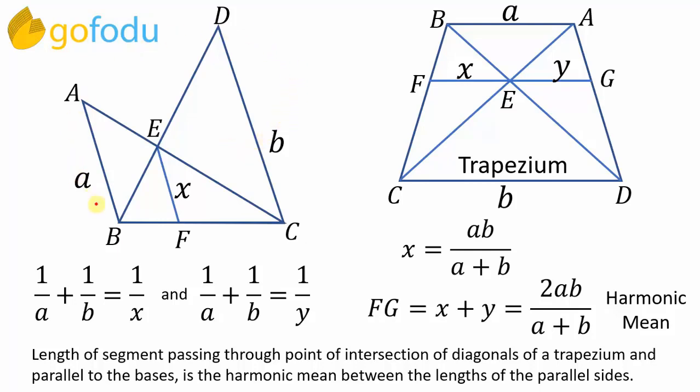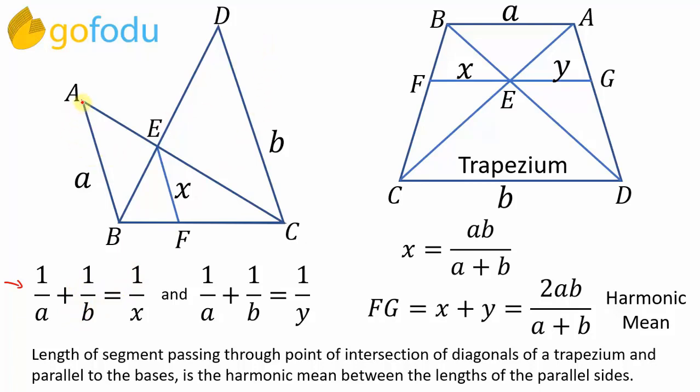In figures like these, where there are three parallel lines, AB is parallel to EF is parallel to DC, and the lengths of AB and DC are given to us and the length of EF is asked. So the middle length could be calculated using this formula: 1 upon x is equal to 1 upon a plus 1 upon b. How did we come to this formula?